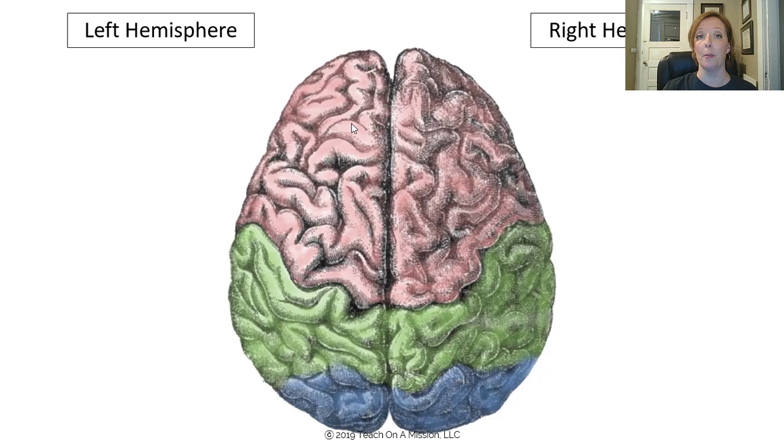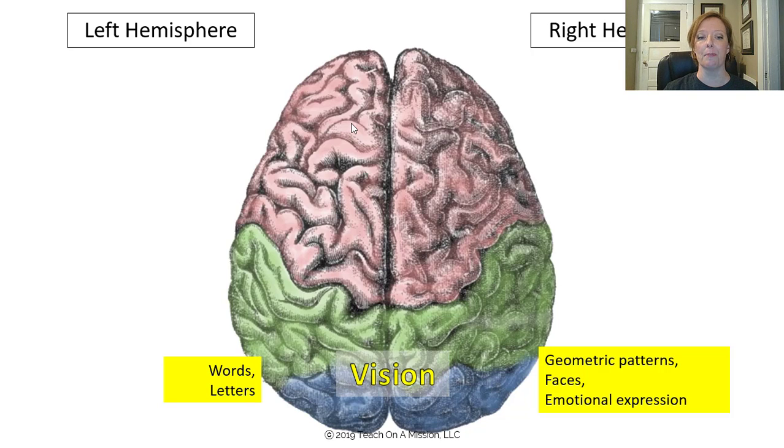So we'll start from the bottom this time. This is going to be the back of the brain. So when it comes to vision, the left hemisphere, I want you to start thinking left logic, left language. The left hemisphere is for recognizing. What it specializes in is words and letters. And the right hemisphere really is able to process geometric patterns, faces, and emotional expression much more in detail.